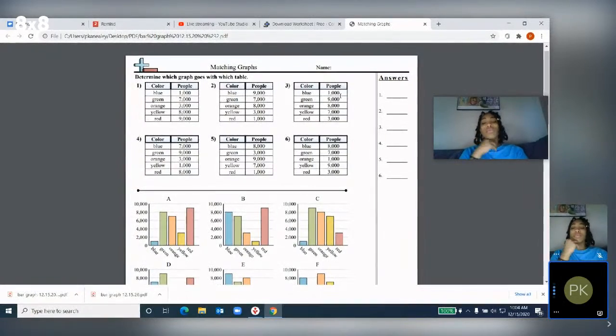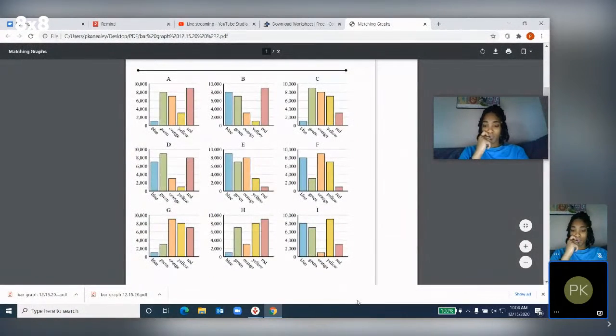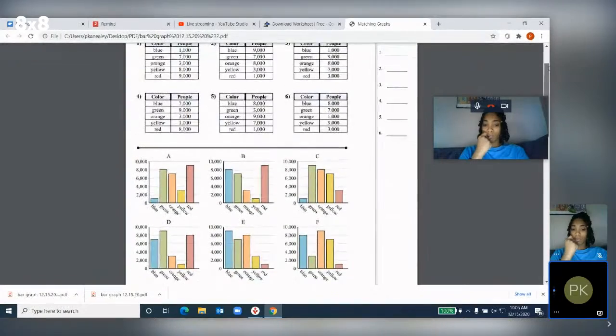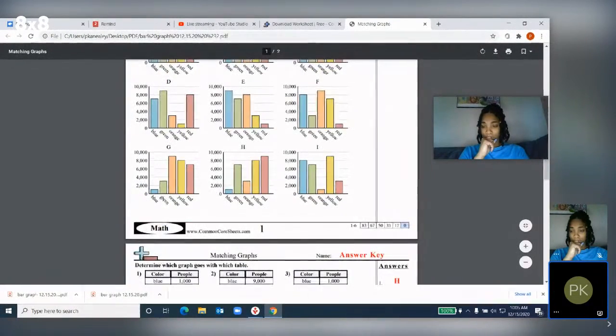Okay, so for number 3, we're back to blue at 1,000. So it could be A, or it could be G. Remember, we crossed H out, and also you're going to cross E out because we just did that. So we have two graphs out, E and H are out. So now we have, it could be C or it could be G because it's got blue at 1,000. So we have to look at the next one. Green is 9,000. So in graph C, well, green is 9,000. Let's go down to the other one now. And down here, it's only 3,000.